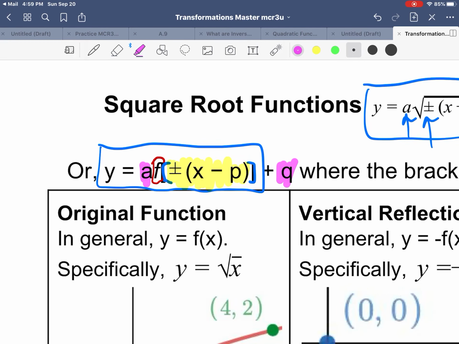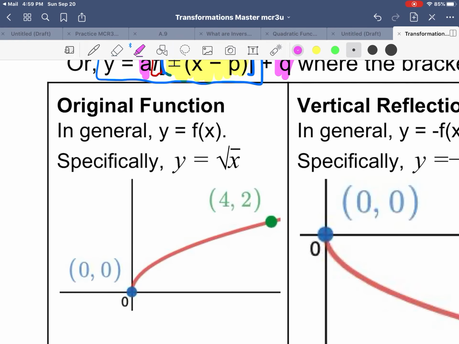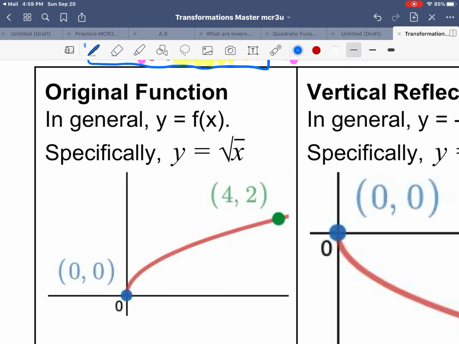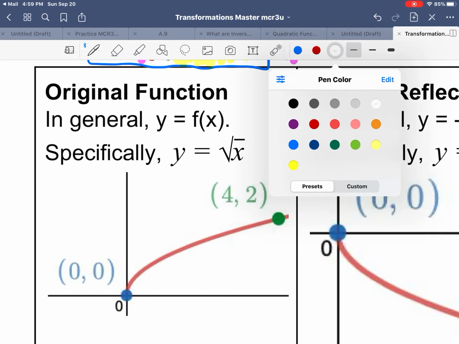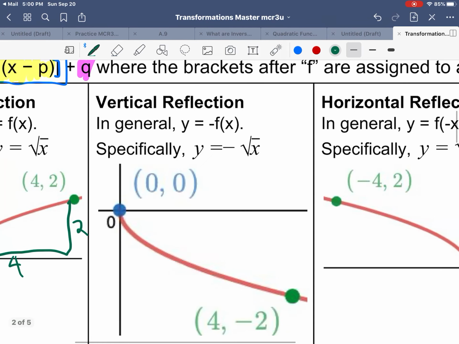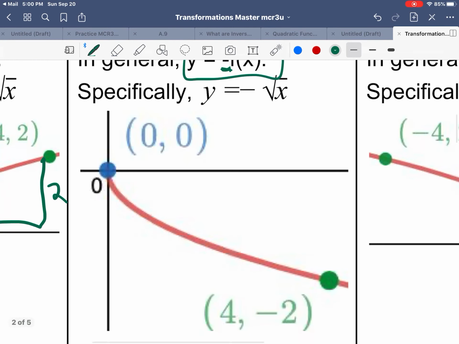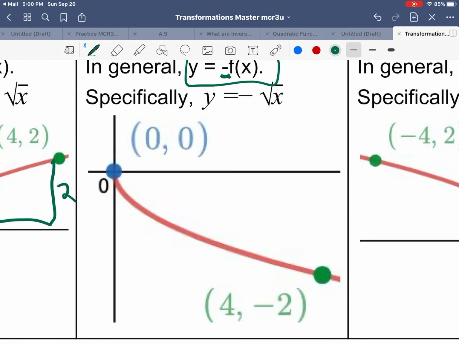Okay, so let's just quickly talk about the basic graph. The basic graph of square root, we know it looks like this. And every time we go over by 4, we go up by 2, right? 4, and then this is 2. Why is that? The square root of 4 is 2. Okay, what about a vertical reflection? In a vertical reflection, we see that there's a negative outside the square root. That makes all the y values that previously were positive become negative. And again, we see our 4 and our 2.